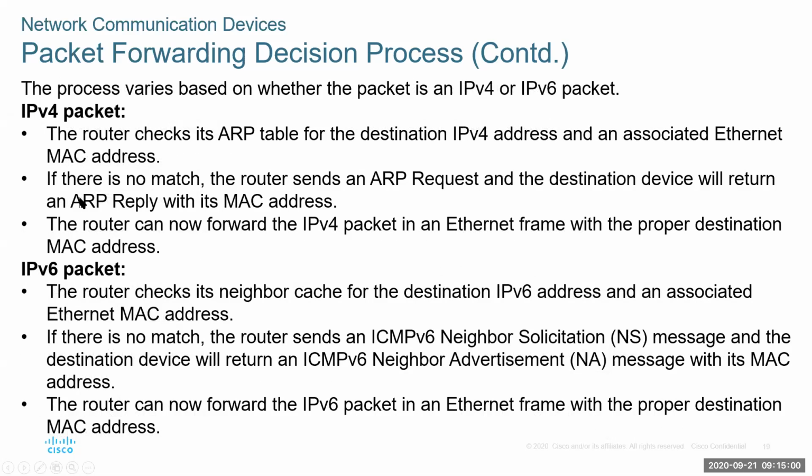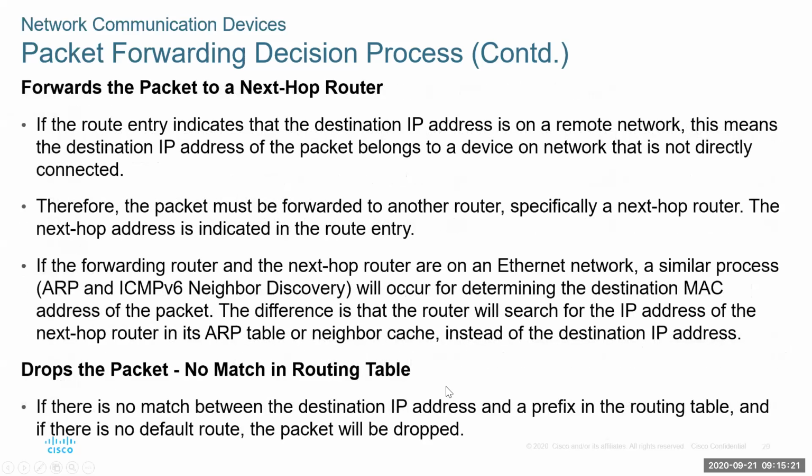The process will vary depending on whether it's IPv4 or IPv6. So in IPv4, the router is going to check its ARP table. As we talked about in the previous module, we're going to use ARP for IPv4. With IPv6, we're going to deal with neighbor solicitation messages and then neighbor advertisement messages in order to determine the proper MAC address.